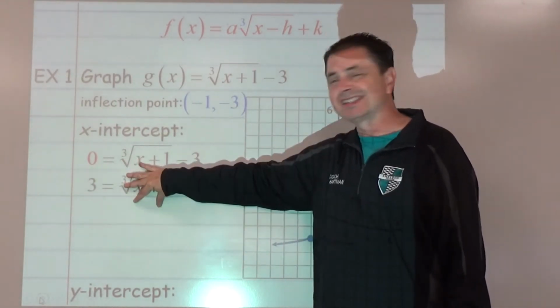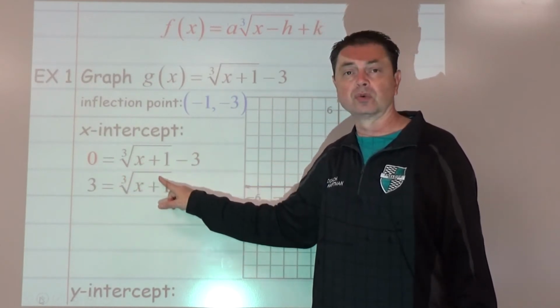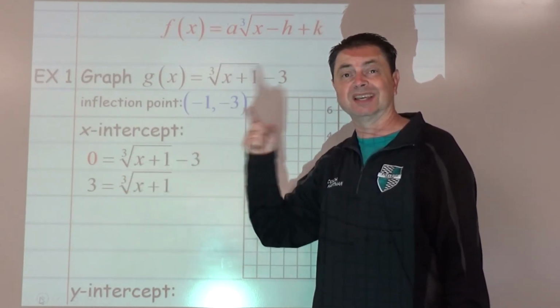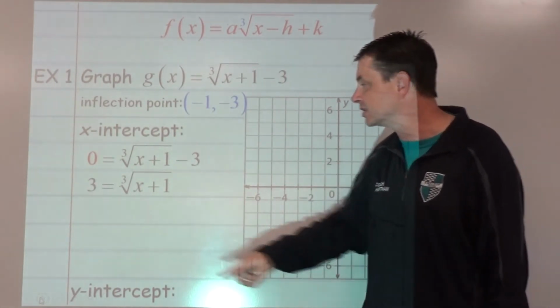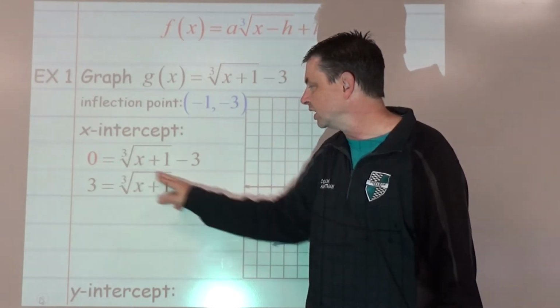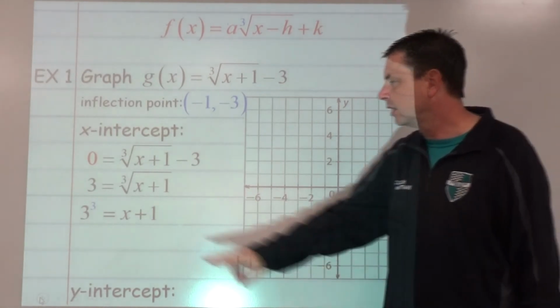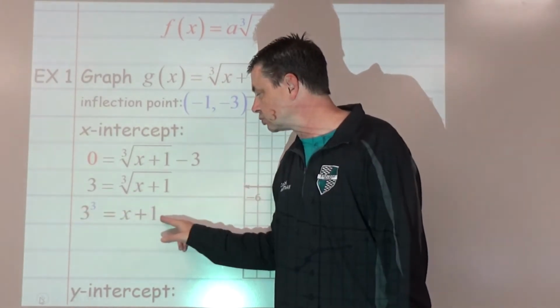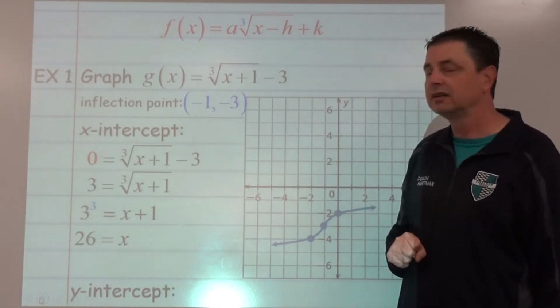Since the +1 is inside the root and protected, the next thing to do would be to undo the root. So this is a cube root. The inverse would be cubing both sides. So we will do 3 to the 3rd power, we'll cube this, meaning that we'll just get the x plus 1. That is 27. We'll need to subtract 1 from both sides, so we get x is 26.